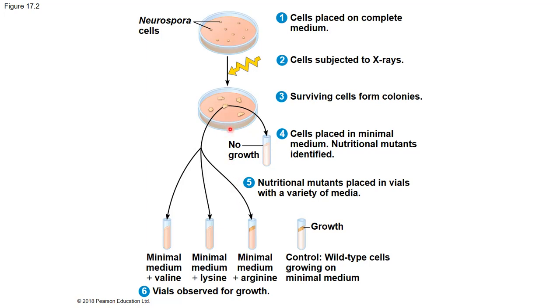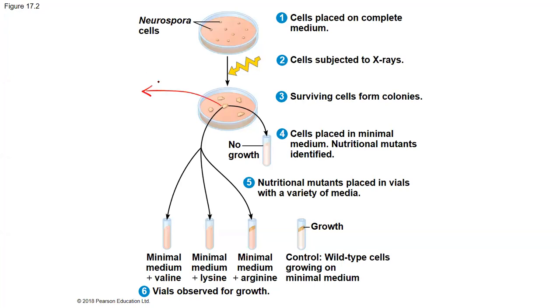So they did the same thing with the cells in the other colonies in order to determine which type of amino acid cannot be synthesized by these cells. Of course, the cells in this colony are unable to synthesize arginine because X-rays probably destroyed or damaged or mutated a gene important for the biosynthesis of arginine. Okay.